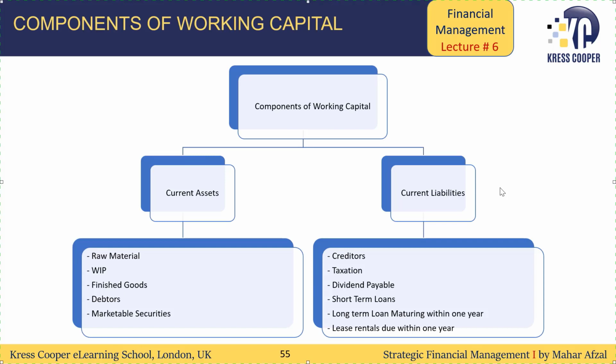What are the components of working capital? The two major components are current assets and current liabilities. In the current assets, there can be raw material, work in process, finished goods, debtors, and marketable securities. In the current liabilities, it can be creditors, taxation, dividend payable, short-term loans, long-term loan maturing within 1 year, and lease rental due within 1 year. There may be some other short-term liabilities as well.